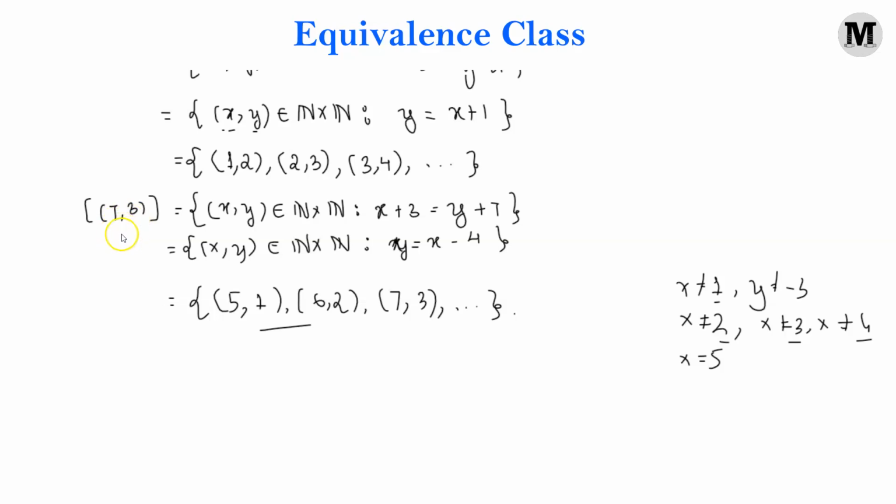In other words, these ordered pairs (5, 1), (6, 2), (7, 3), and so on are picked from the Cartesian product of the set of natural numbers with itself, such that they are related to the ordered pair (7, 3). That means they follow the equation y = x - 4.